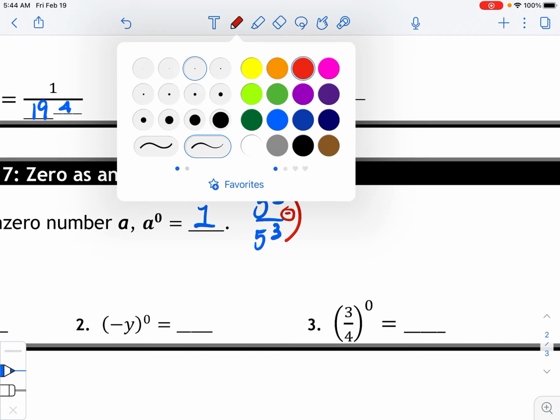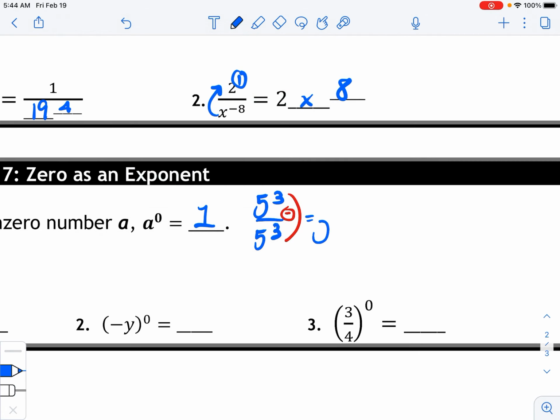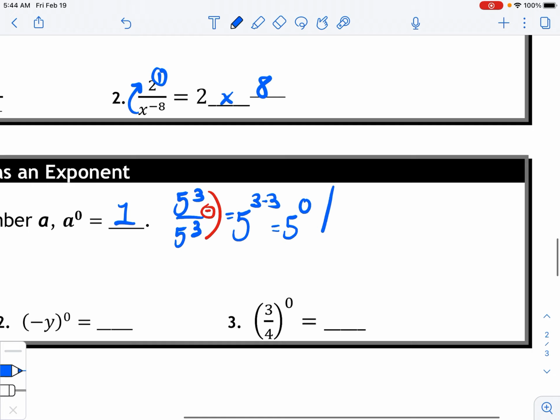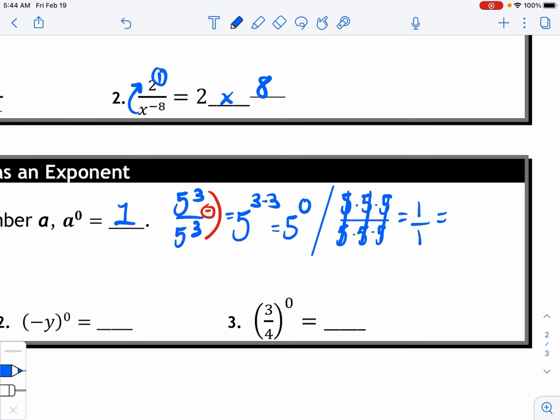So you get 5 to the 3 minus 3, and that equals 5 to the 0 power. Now, if you expand this out, as we did before, then you'd have 5 times 5 times 5 on your numerator, 5 times 5 times 5 on the denominator. Everything would cancel out, and when you divide something by itself again, you get 1. So since everything canceled out, you'd have 1 over 1, and this would become 1.